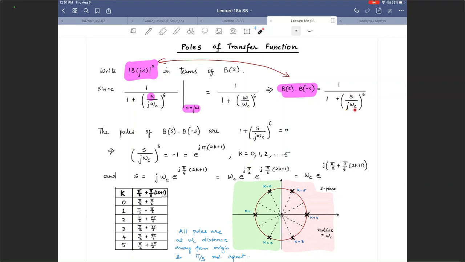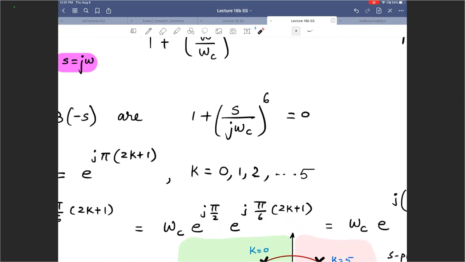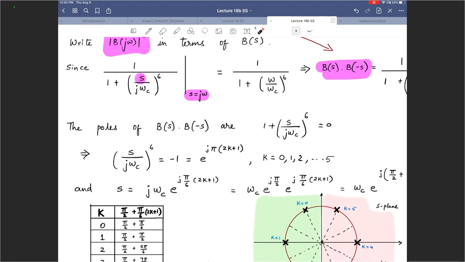Omega c is a constant, the cutoff frequency of the desired low pass filter, raised to 6. Third order, you get 2 times the third order there. So where are the poles of B of s multiplied by B of minus s? The denominator should go to 0, right? That means the 1 plus s divided by j omega c raised to 6 should go to 0. The values of s for which this happens are going to give you the poles of the Butterworth filter, the third order Butterworth filter. So let's do that. Find s that makes this happen.